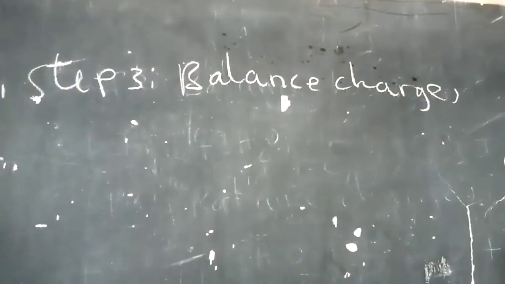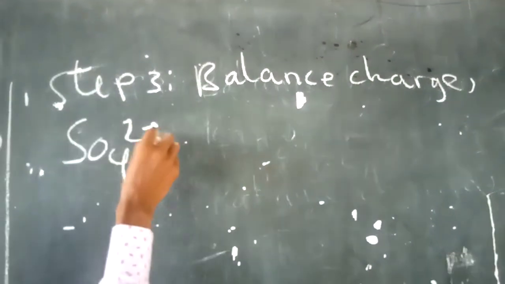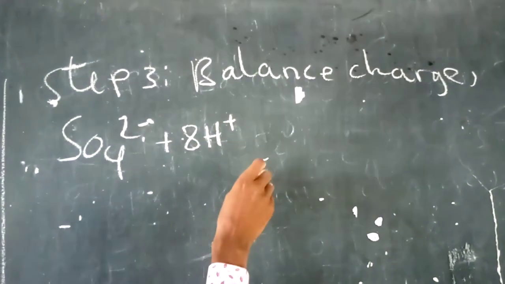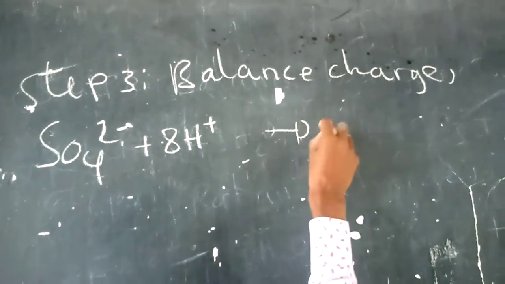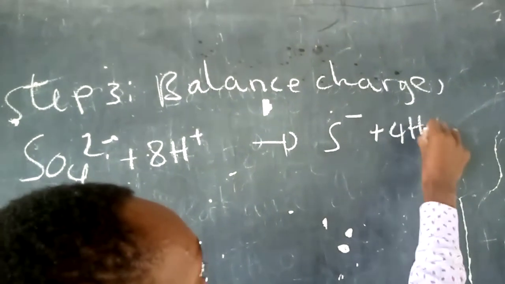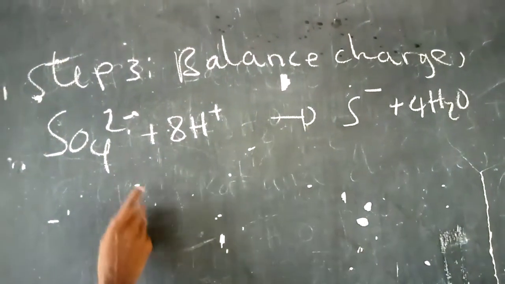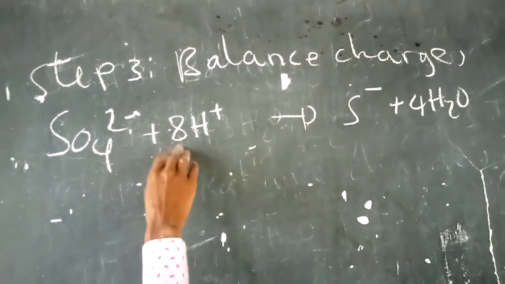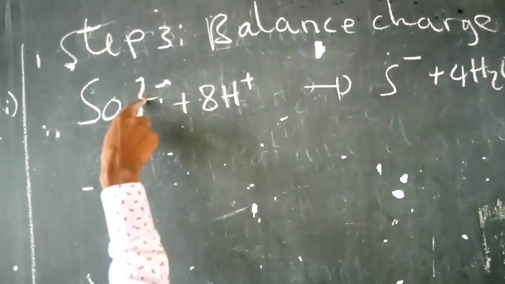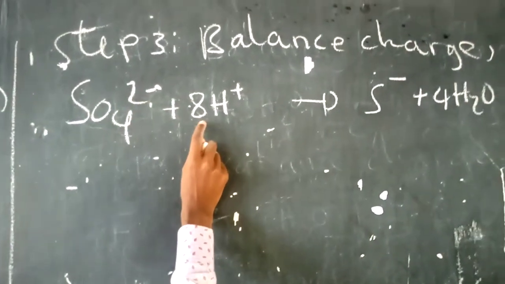We take this equation 5 here. We have sulfate, SO4 2 negative, plus 8 hydrogen protons, to get sulfide plus 4 water molecules. Here, what remains is charges. When you look here, we have 8 positive charges. So 8 charges, we have 2 electrons here, so you have to minus 2 here. When you minus, you get 6 charges. So you remain with 6 charges.